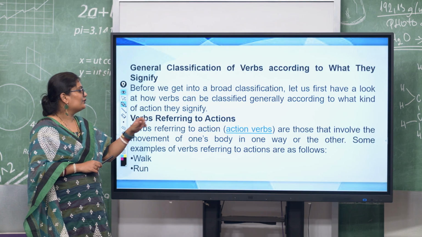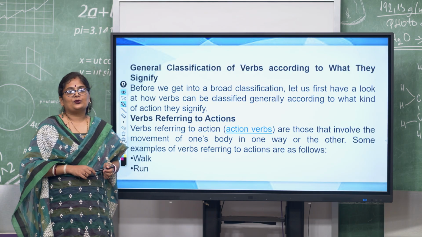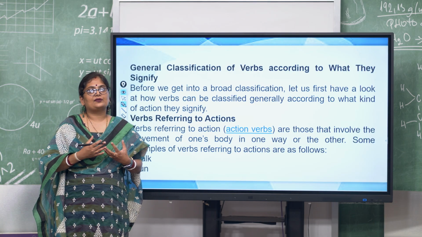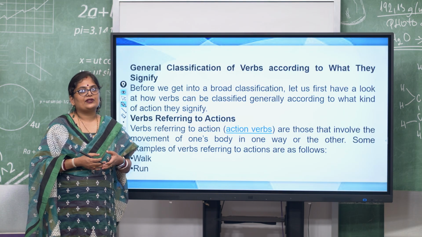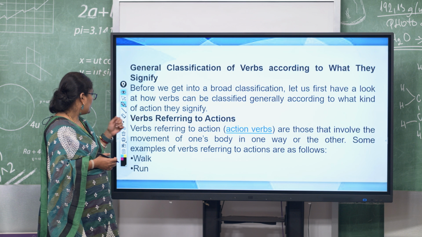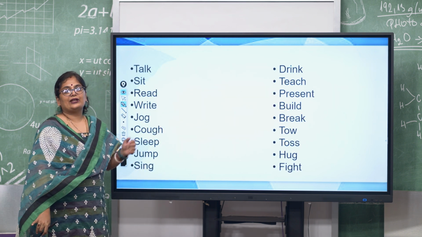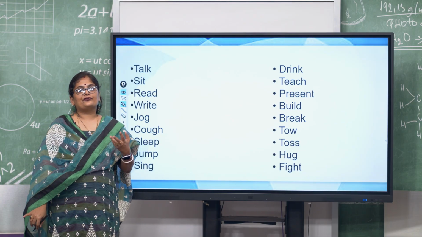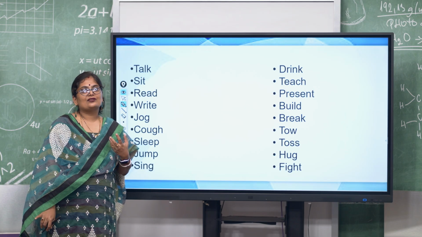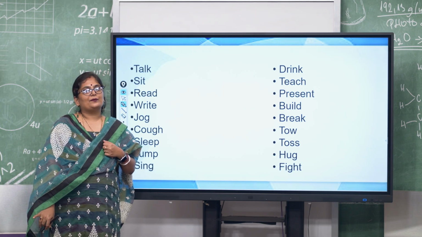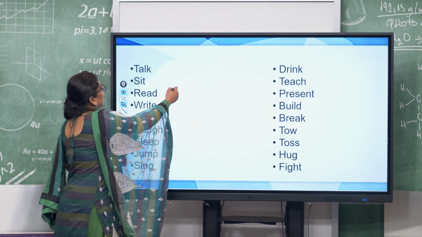Now, verbs referring to action. Verbs referring to action, or action verbs, are those that involve the movement of one's body in one way or the other. Some examples of verbs referring to actions are walk, run, talk, sit, read, write, cough, sleep, jump, sing, drink, teach, present, build, break, tow, toss, hug, fight.